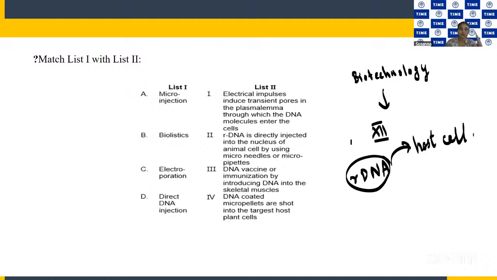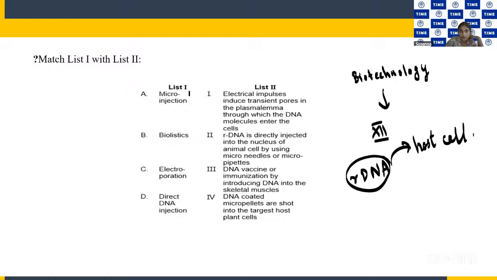Okay, microinjection. When you see all these statements in list 2, microinjection matches with what? rDNA is directly injected into the nucleus of the animal cell by using micro needles or micropipettes. So I know this answer.